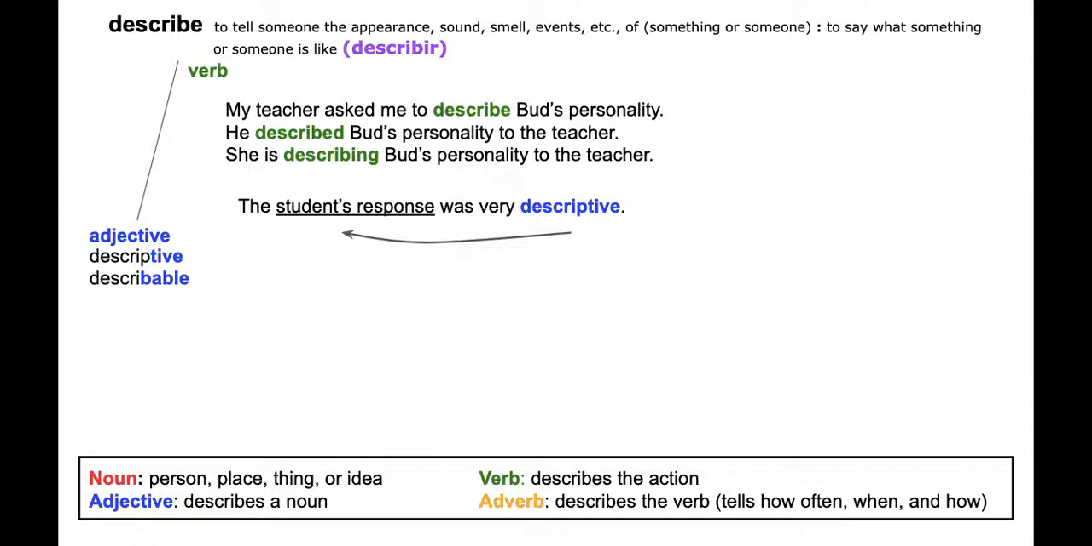Don't worry, you don't really have to know what a noun phrase is. Just know that the noun phrase student's response is acting just as the noun. So again, descriptive is describing the student's response. Another example with an adjective would be Bud's personality is easily describable. Same thing, describable is describing the noun phrase Bud's personality.